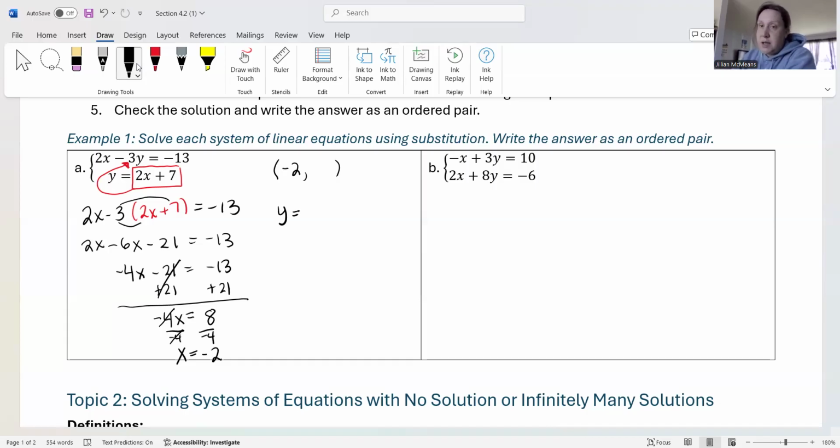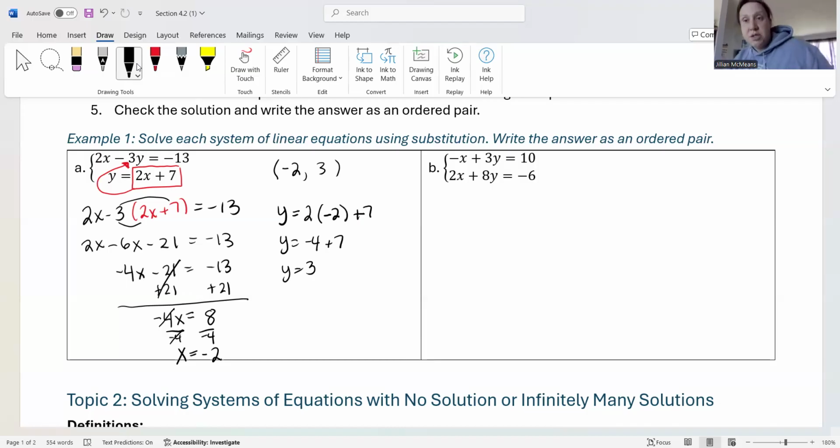So I'm going to use that second equation because it'll be nice and easy. So I get y equals 2 times x, which we know is negative 2, plus 7. So 2 times negative 2 is negative 4, and then negative 4 plus 7 is 3. So we now have the solution to this system of equations, okay?